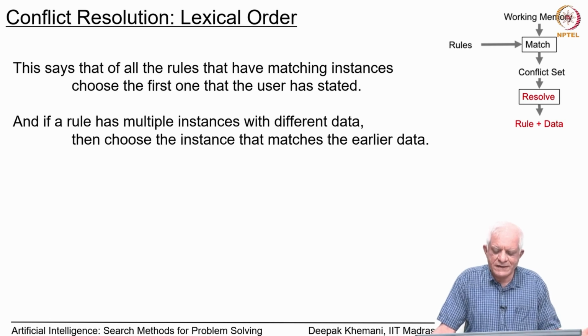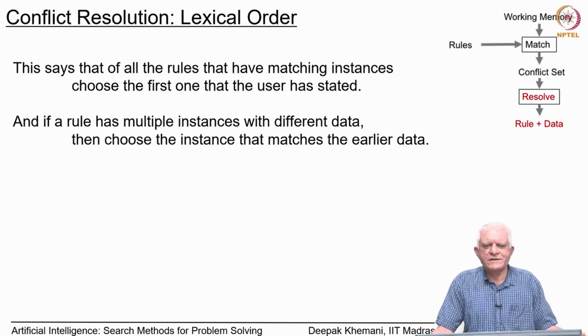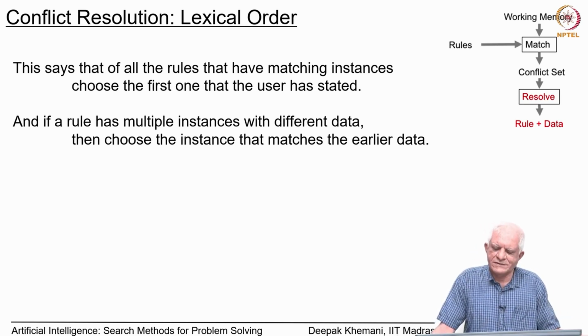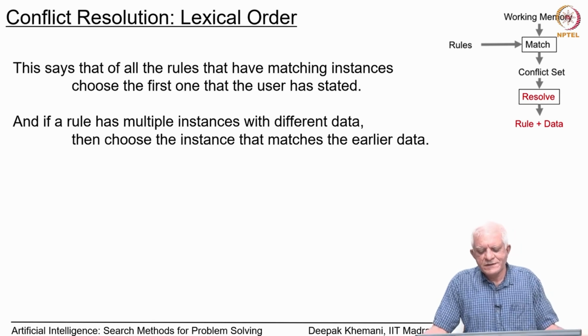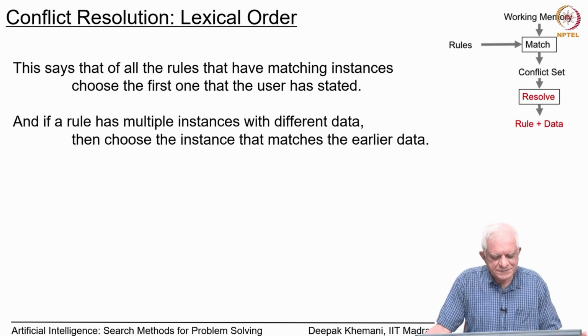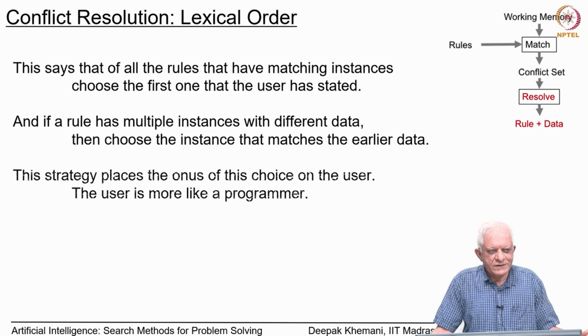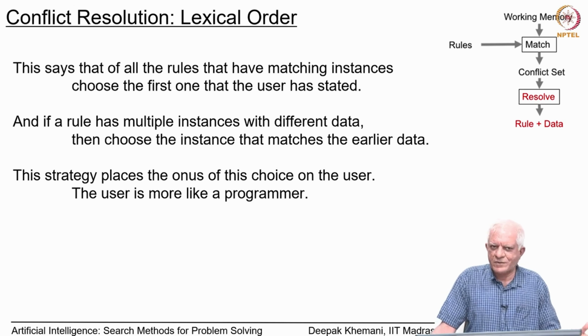If a rule has multiple instances with different data, as we have seen in swap, sort or ranking, where a rule may have multiple instances which are fired, the lexical strategy says choose the instance that matches the earlier data, the data that was first presented. We can do this by looking at the timestamp. You can see that the strategy places the onus of this choice on the user. The user is more like a programmer.